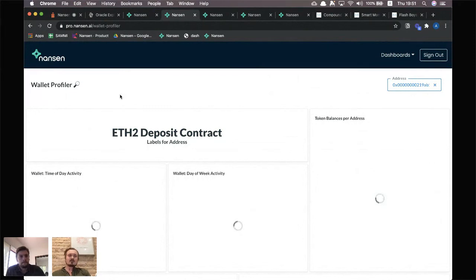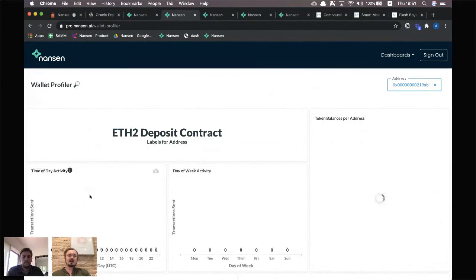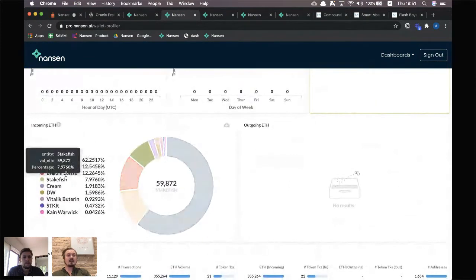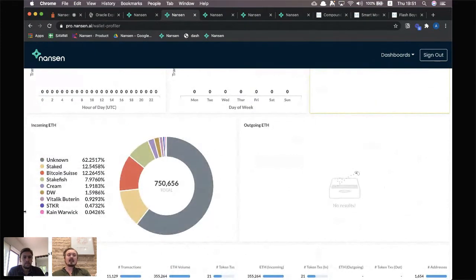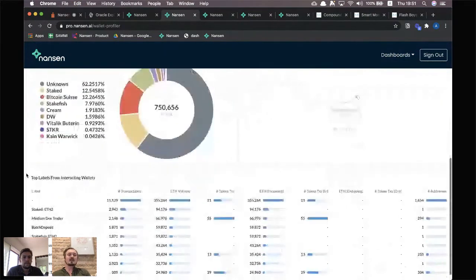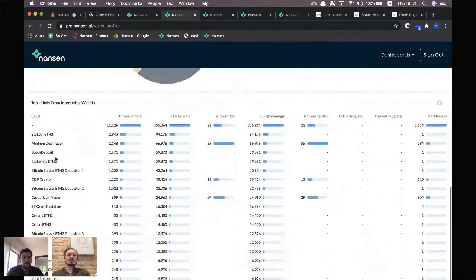So some of this is going to be empty, like these top ones, because the contract itself doesn't send Ether anywhere, so you won't see any activity charts. But if you look at the incoming ETH, you would have seen that right away, and you wouldn't have to wait for us to create the ETH2 dashboard. You could have just taken the contract and plugged it into Wallet Profiler, and you actually get already a lot of interesting analytics.